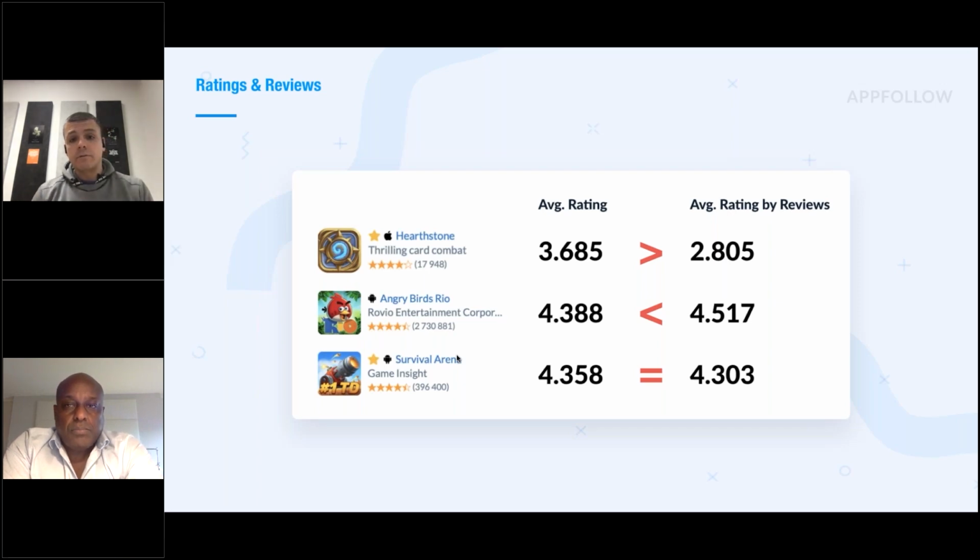And last but not least, Survival Arena. We can see that in this case everything is more or less equal. So the ones who are giving the rating in Google Play and the ones who are leaving the rating in the reviews pretty much have the same feeling about the game.